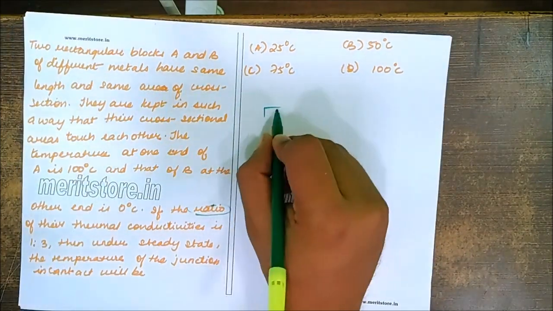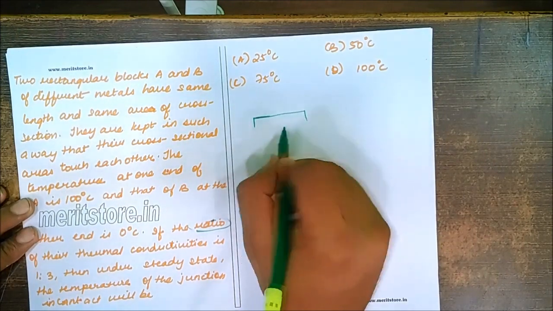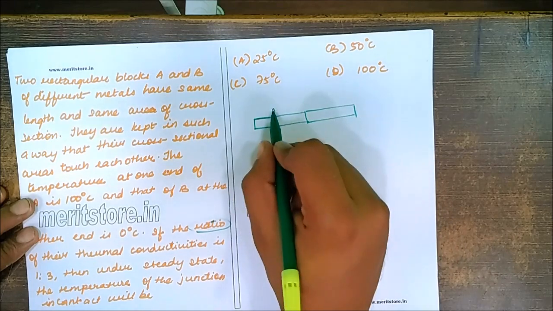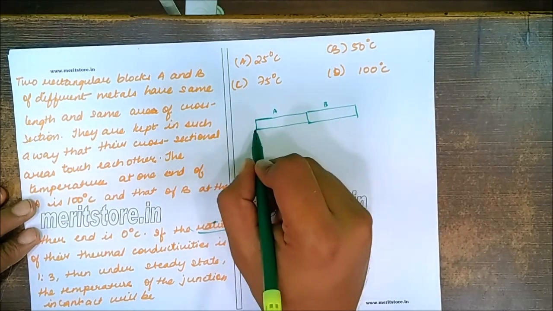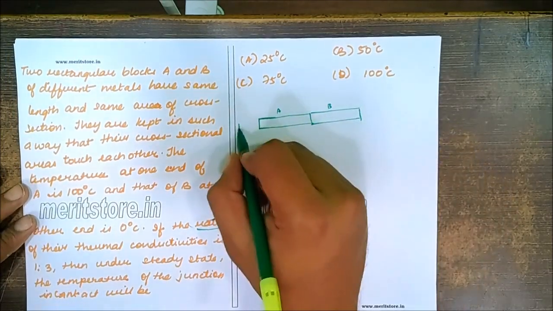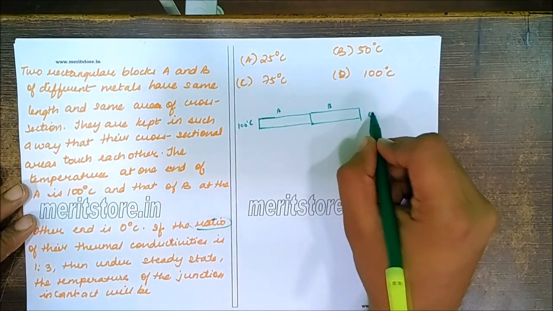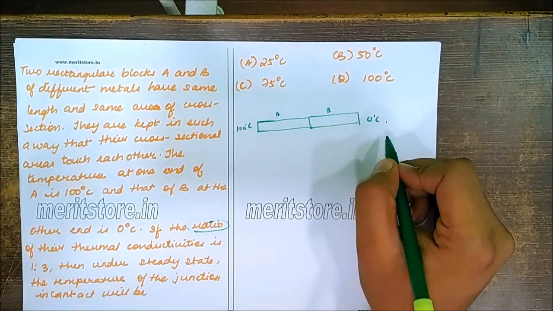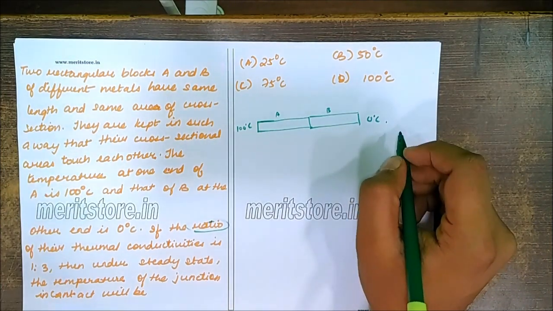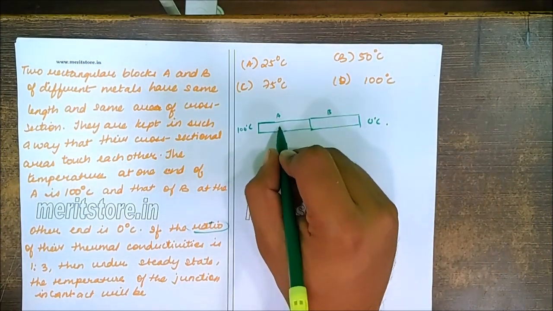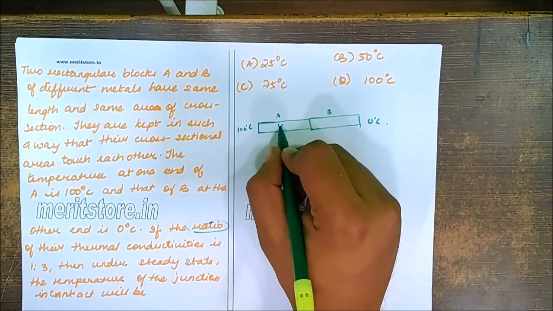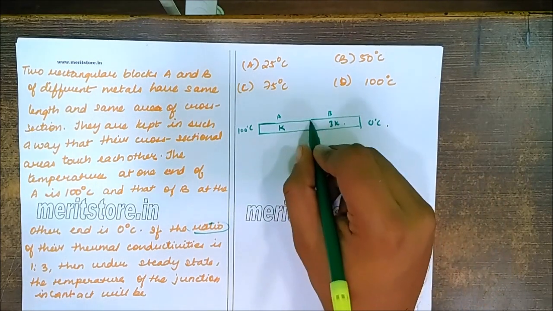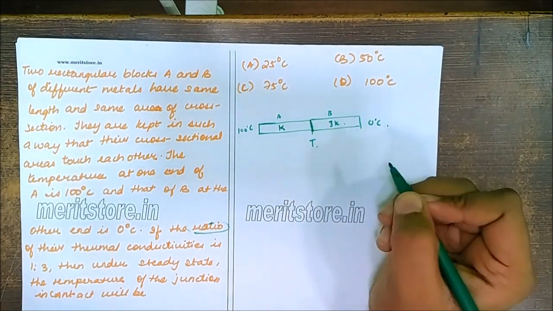So I would say basically if we have two rectangular metal blocks, this is A and B, one end is at 100 degrees Celsius and the other end is at 0 degrees Celsius. Fine. So thermal conductivities of say A is K and the other one is 3K. Therefore we need temperature at the junction T.